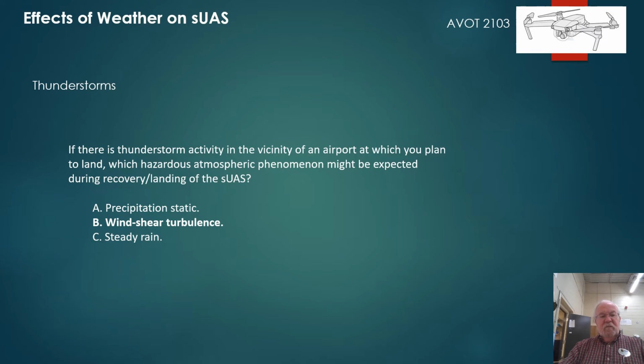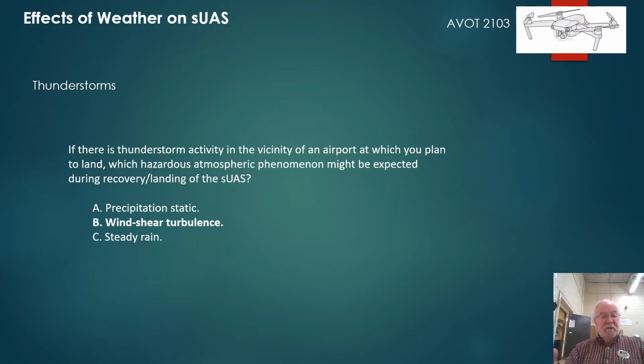Here's another question that brings up a whole other issue that we need to talk about. If there is thunderstorm activity in the vicinity of an airport at which you plan to land, which hazardous atmospheric phenomena might be expected during recovery and landing of the unmanned aircraft system? A is incorrect because precipitation static is not considered a hazardous atmospheric phenomenon. C is incorrect because showery precipitation is not characteristic of thunderstorm activity. So it's B, wind shear.